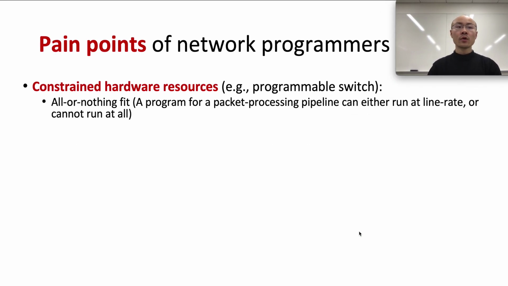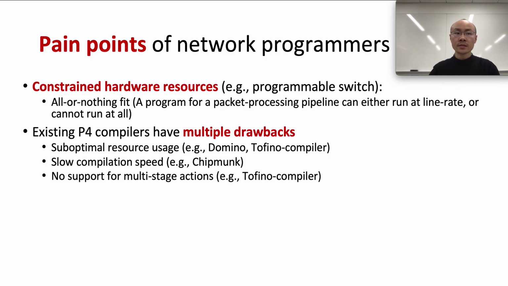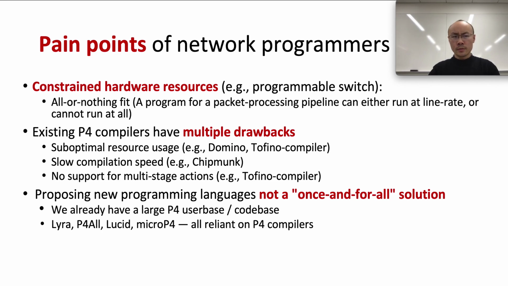The main motivation of our work aims to solve several pain points for network programmers. First, the hardware has constrained resources and is all-or-nothing fit. A program for a packet processing pipeline can either run at full line rate or cannot run at all. In addition, existing P4 compilers have multiple drawbacks. For instance, their results might cause suboptimal resource usage, slow compilation speed, and no support for multi-stage actions. Newly developed programming languages compile to P4, which means they still rely on the P4 compiler.